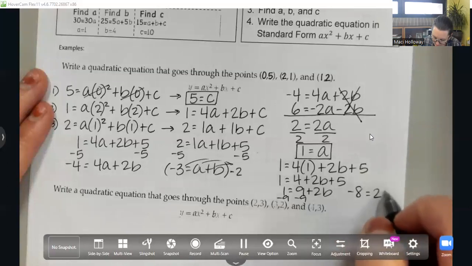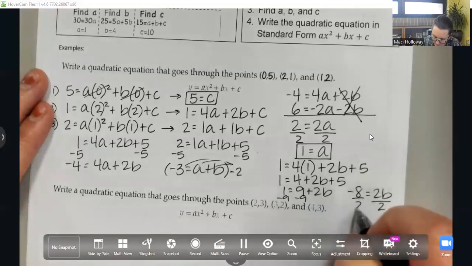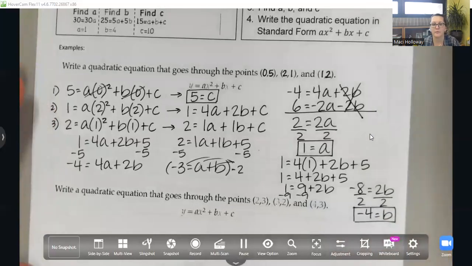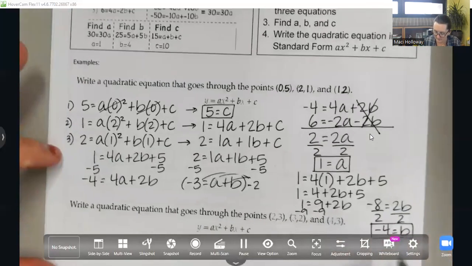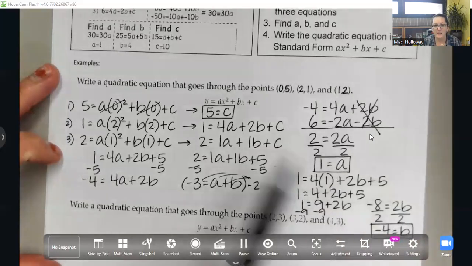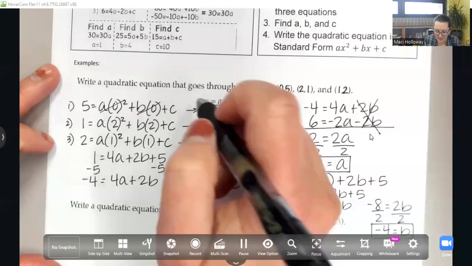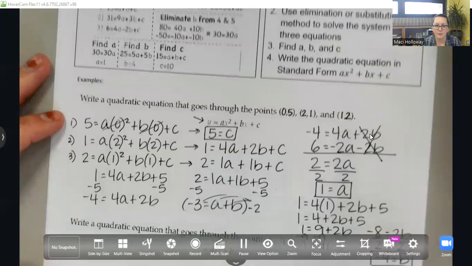Negative 8 equals 2b. Divide by 2, then we get negative 4 equals b. You probably have smaller handwriting than I do, I don't know. So I have A, B, and C, and I'm going to rewrite it into my standard form.